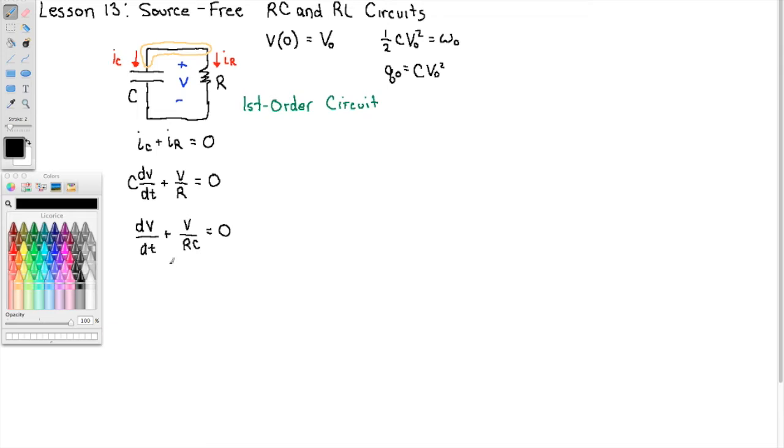Now I can use the strategy of separation of variables to solve this. This is the first thing you learn in calculus when you're solving integrals or differential equations. Let me get all of the variables with a V on one side of the equation and all of the t variables on the other side, so-called separation of variables. So this is 1 over V dV equals negative 1 over RC dt.